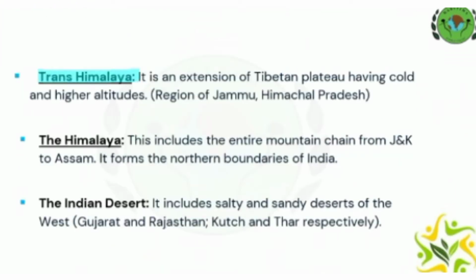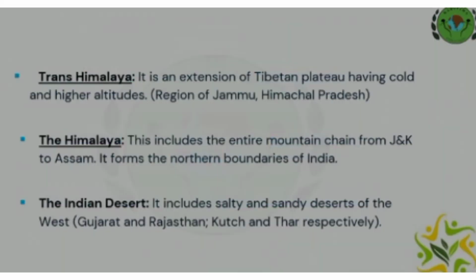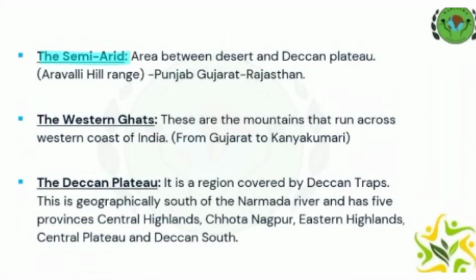Trans-Himalayas. It is an extension of Tibetan Plateau having cold and higher altitudes. The Himalayas. This includes the entire mountain chain from Jammu and Kashmir to Assam. It forms the northern boundaries of India. The Indian desert. It includes salty and sandy deserts of western India. The semi-arid. It is the area between desert and Deccan Plateau. The Western Ghats. These are the mountains that run across western coast of India.